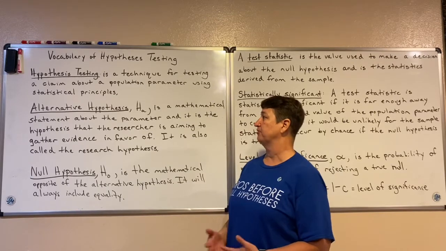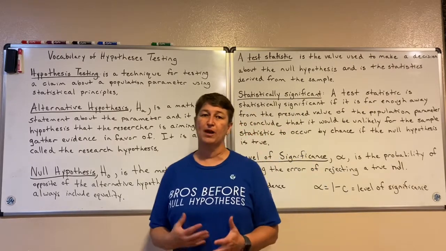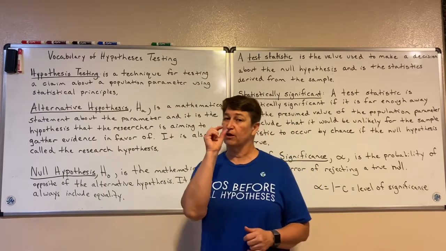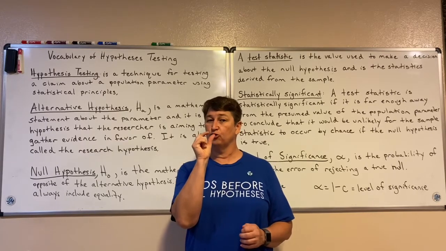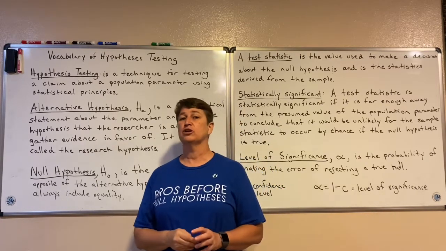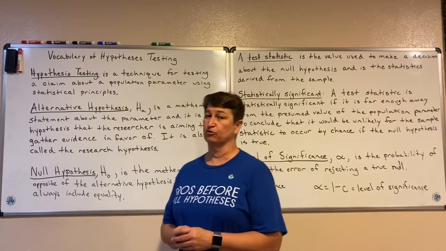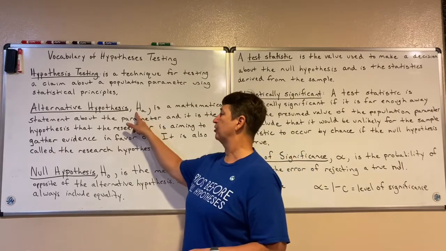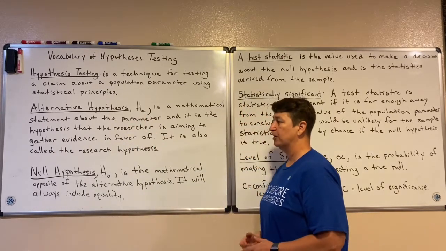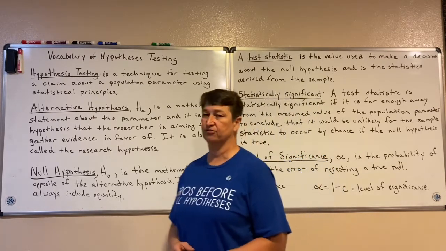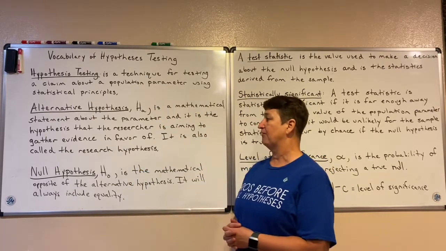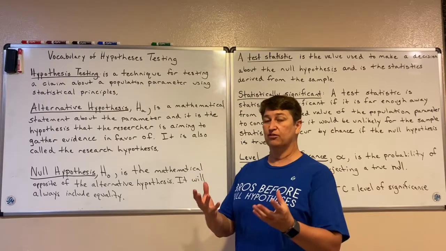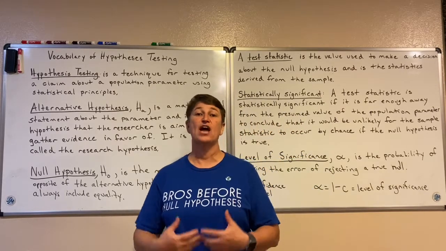First of all, a hypothesis test is just a technique for testing a claim about a population parameter using statistical principles. So we're going to look at some parameter, some value from the population, and we're going to test that using some different statistical principles. Then an alternative hypothesis, denoted with a capital H and a subscript A, is a mathematical statement about the parameter and its hypothesis that the researcher is trying to gather evidence in favor of. It's also called the research hypothesis. So this is the hypothesis that the researcher has that they are testing.